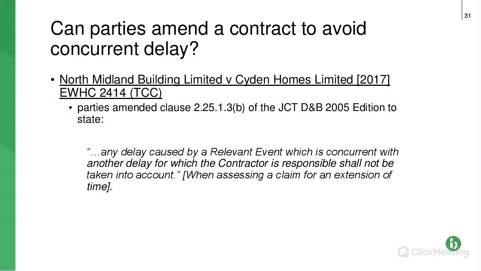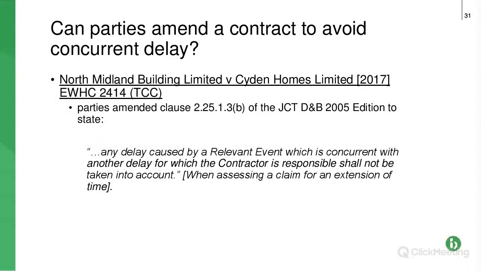delay caused by a relevant event, so we're under JCT, so we know a relevant event gets the contractor or subcontractor an extension of time. But what it's saying here, be careful, if an event that's a relevant event is concurrent with another delay for which the contractor is responsible, so, for example, contractor's not got enough personnel on site, then that delay, and it goes on to say, shall not be taken into account when assessing a claim for an extension of time. These clauses are really, really popular at the moment, and you can see why.